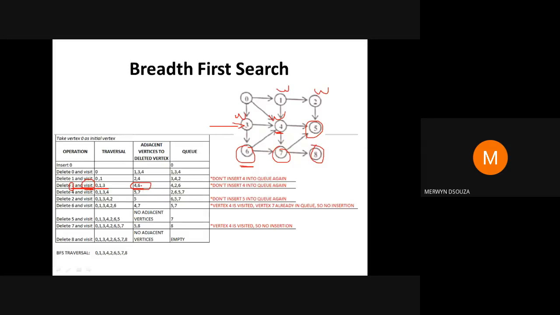Now among these adjacent vertices, only those which are in the initial state can be put in the queue. Out of 4 and 6, only 6 is in the initial state. Therefore we have written here one remark: don't insert 4 again into the queue. So out of these two vertices, only 6 is put into the queue. Since 3 was deleted, we now have in the queue 4, 2 and 6.